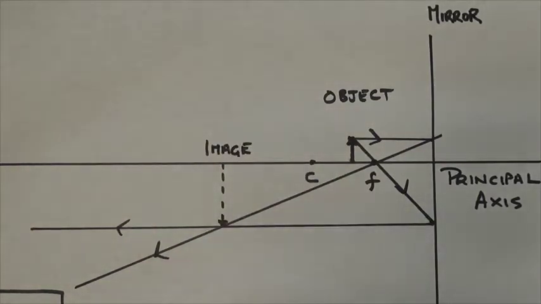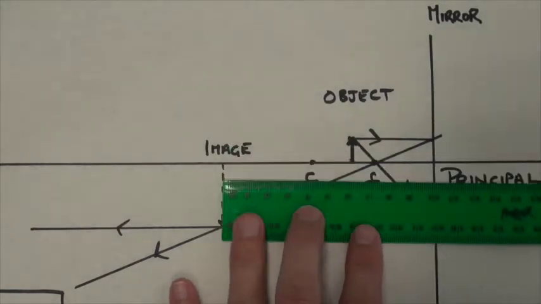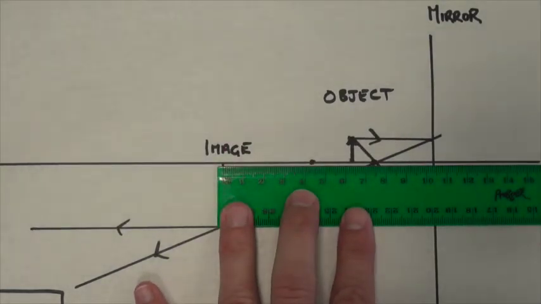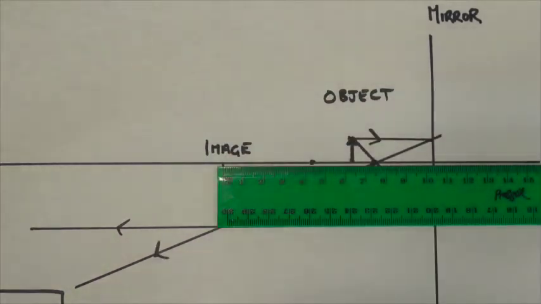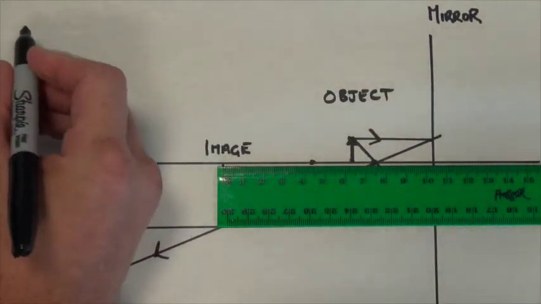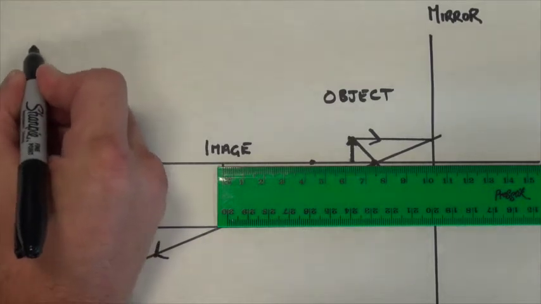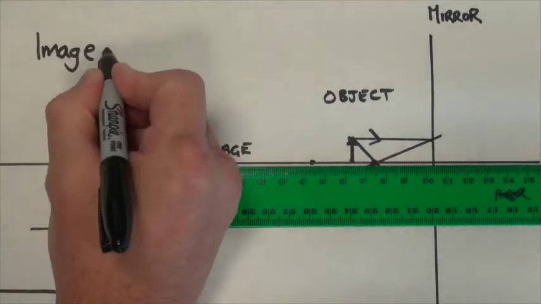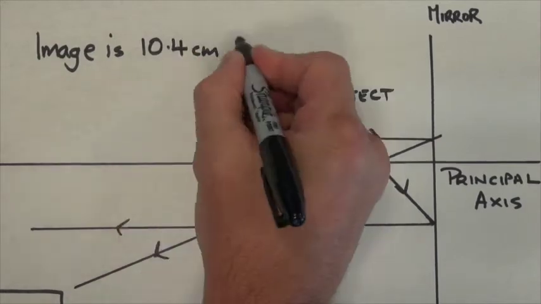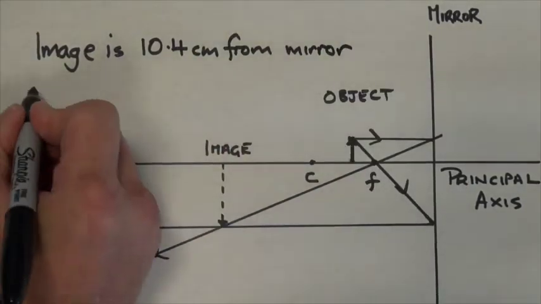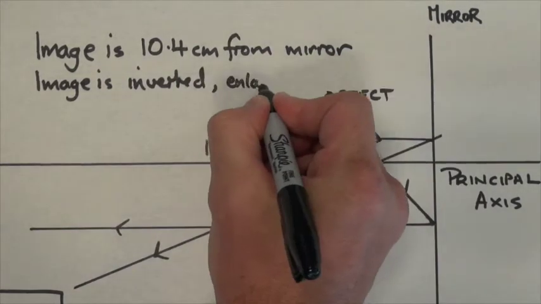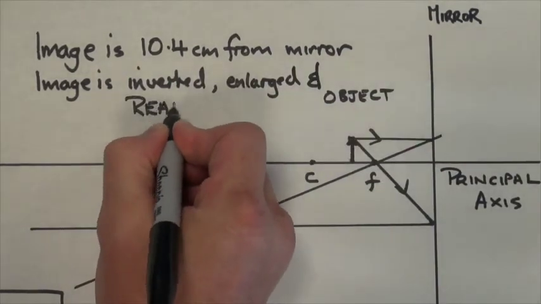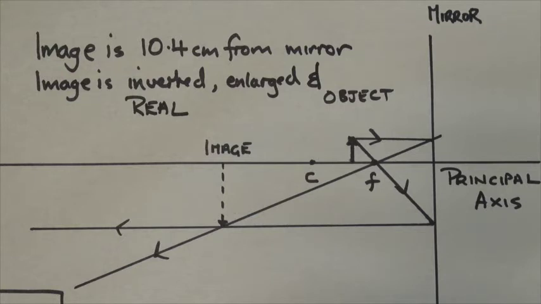Okay, so now I can have a look at my image and analyze the data. Now I can see here from my image to the mirror, the image is 10.4 centimeters. So I can start writing that down. Okay, so the image position is 10.4 centimeters from the mirror. What's the nature of the image? Well, it's inverted, it's upside down. It's also bigger than the object, so it's enlarged, and it's real because it's on the same side of the mirror.